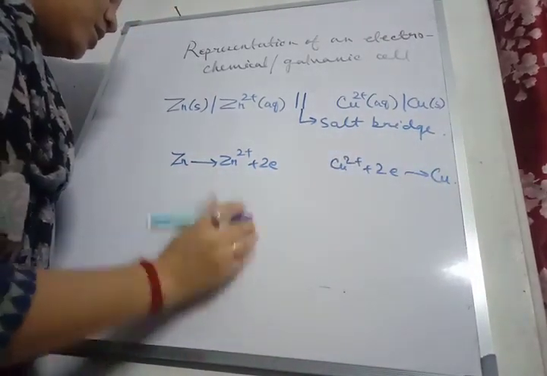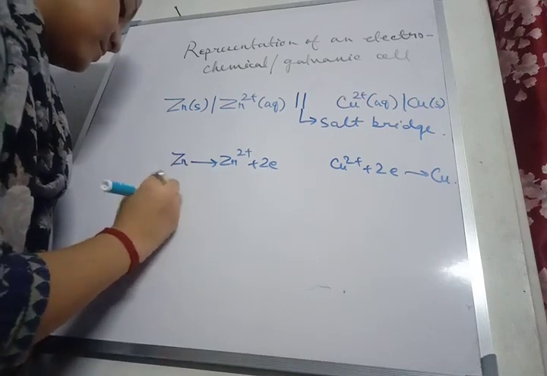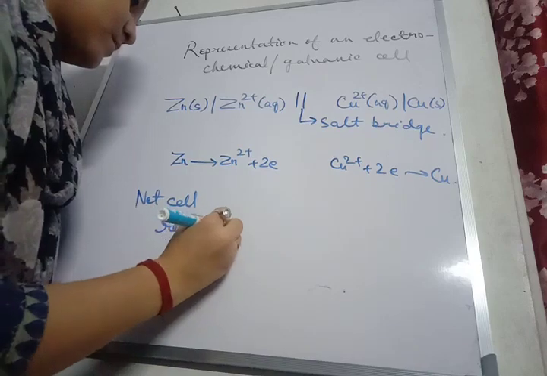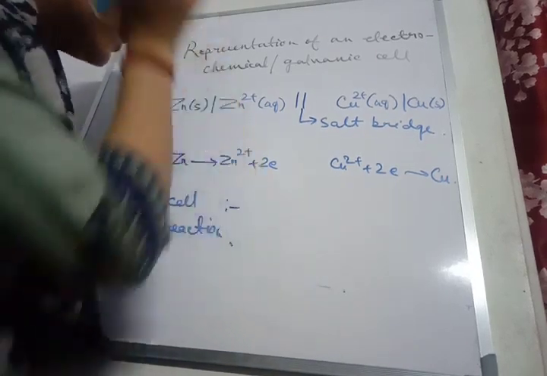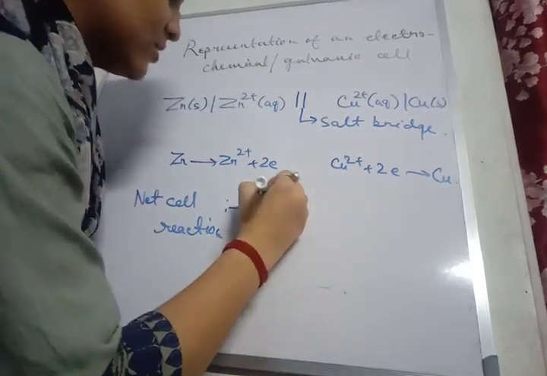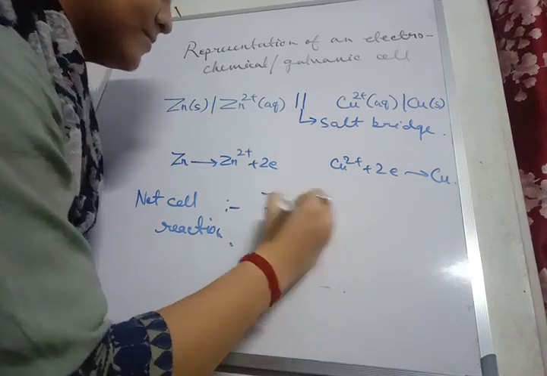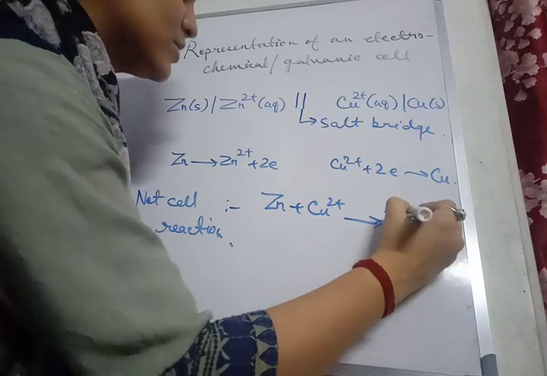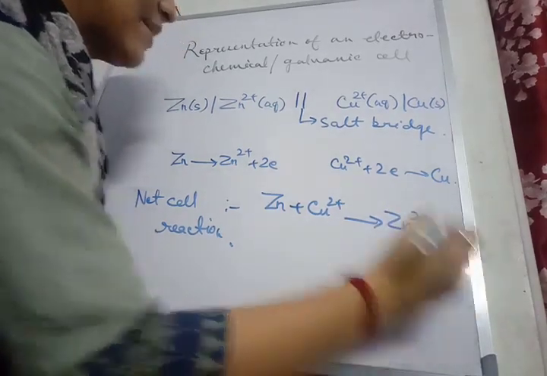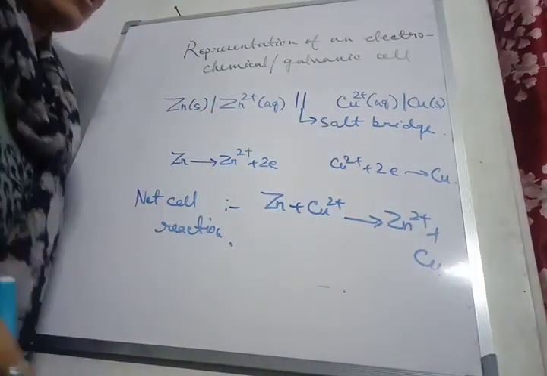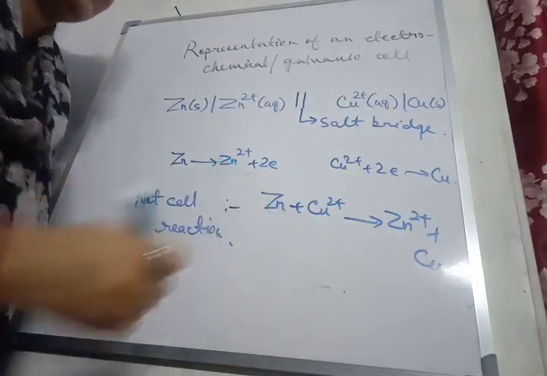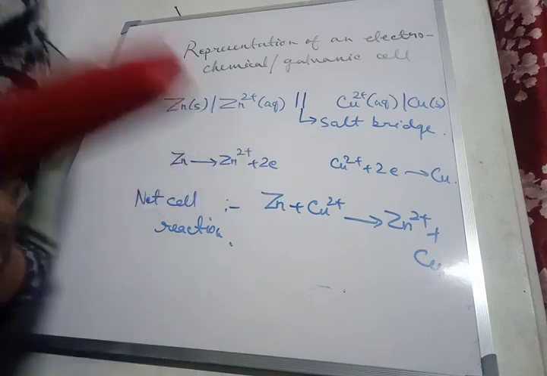So what is my net cell reaction? How do I write the net cell reaction? It will be Zn plus Cu2+ arrow Zn2+ plus Cu. That means I have to add these two equations. Then the 2e will get cancelled and we are going to get this final thing. So this is my representation of an electrochemical cell.